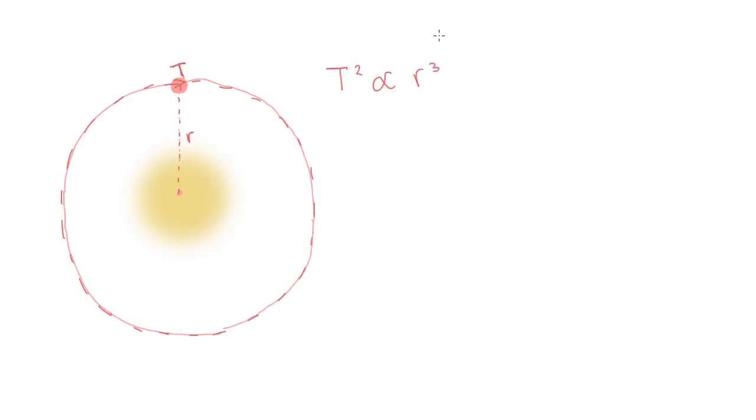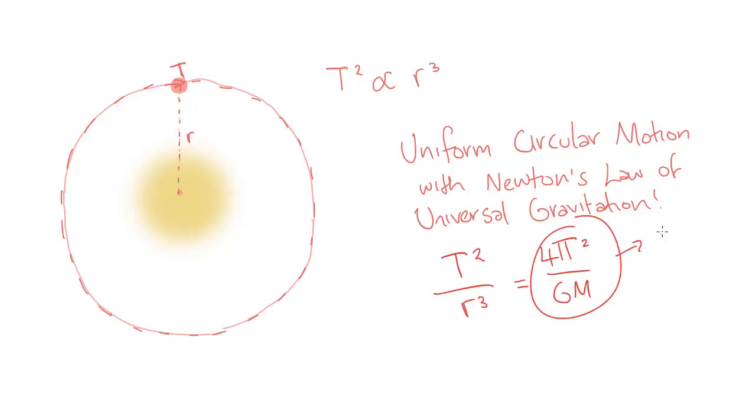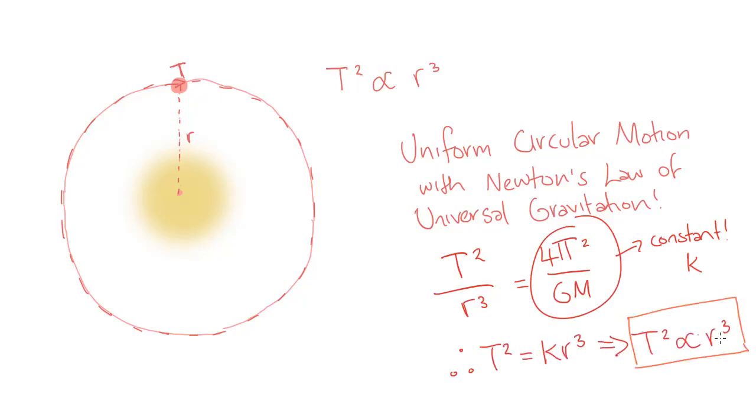Kepler's third law states that the square of the period of the orbit will be proportional to the cube of the radius of the orbit. Let's consider our satellite equation. This tells us that T squared on r cubed is equal to 4 pi squared divided by big G times M. Now we know that the right-hand side, 4 pi squared on big GM, is a constant. We'll call this k, and therefore the square of the period is proportional to the cube of the radius, and we've proved Kepler's third law for circular orbits.